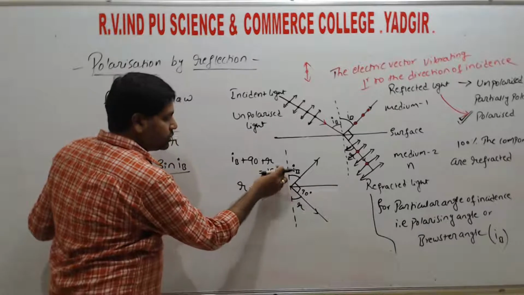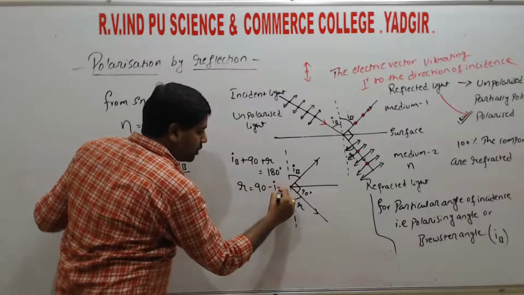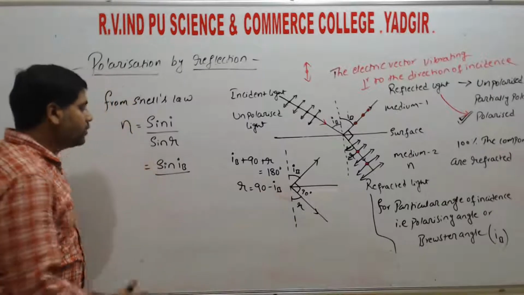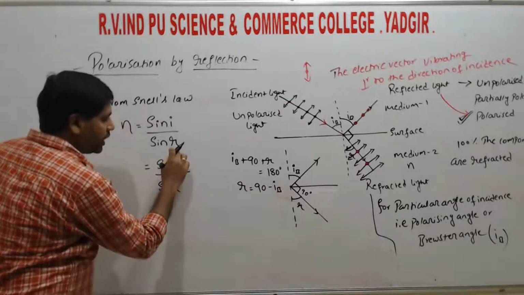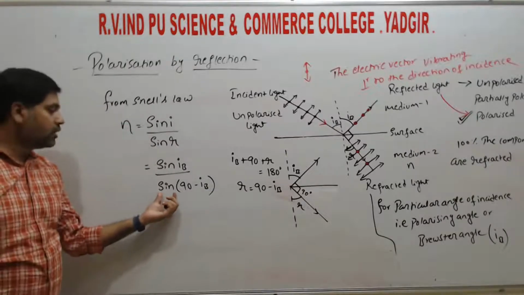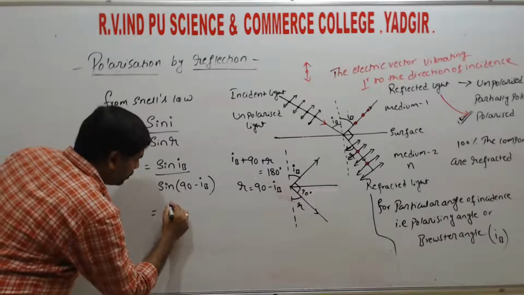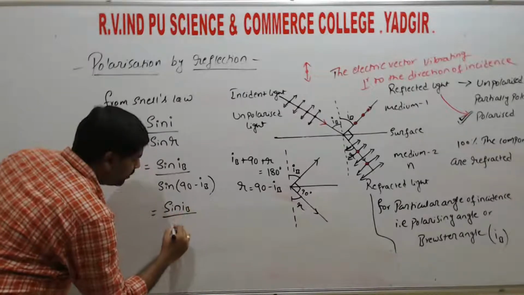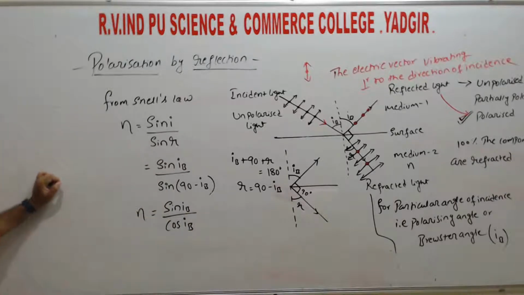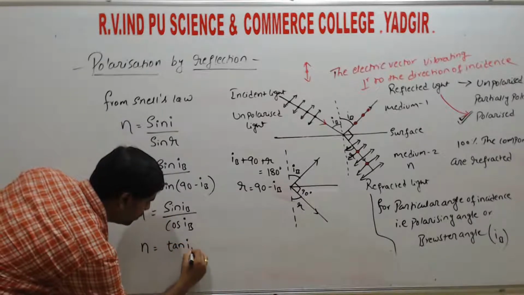Then if we shift 90 to the RHS, 180 minus 90, we get 90 plus IB. If we shift that to the RHS, then it becomes minus IB. So now we replace the angle of refraction in terms of the angle of reflection, right? If you substitute here, in place of r we can write 90 minus IB. From the trigonometric function, sine of 90 minus IB can be written as cos IB. That is, sine of 90 minus theta can be written as cos theta. So keeping the numerator as it is, sine IB divided by sine of 90 minus IB can be written as cos IB. In the LHS we have the refractive index n. So sine IB divided by cos IB gives n is equal to tan IB.